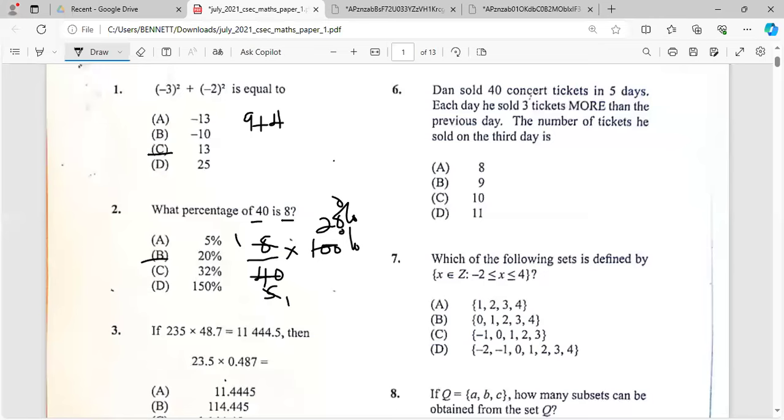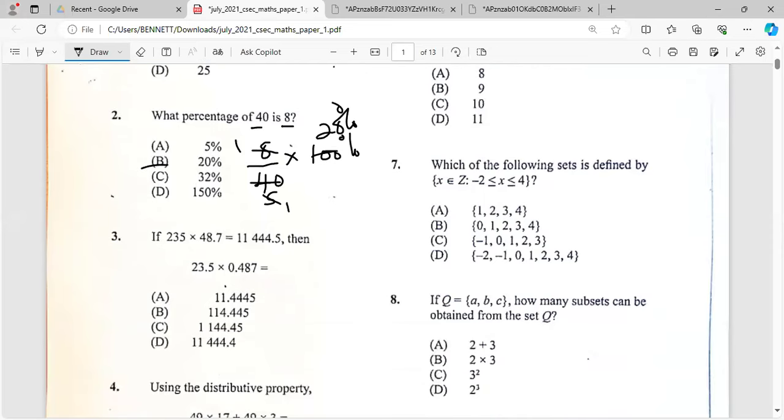All right, the next one says, if 235 multiplied by 48.7 is equal to this, then this should be equal to. I think one time I did a paper and messed up this thing because I just counted the decimal point alone and chose the wrong answer.